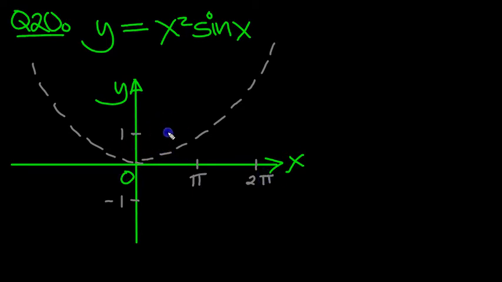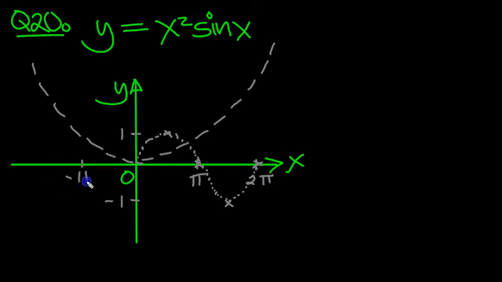Pi over 2, it's up here, isn't it? And then it goes to 0 at pi. Minus 1 and then 0. And here's the actual sine curve, which I'll just dot in here. There, like so. And then the same the other side.